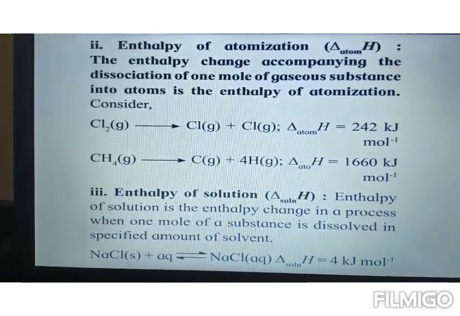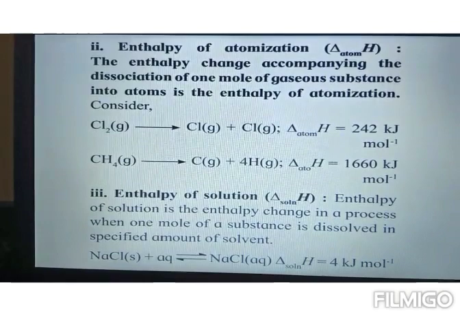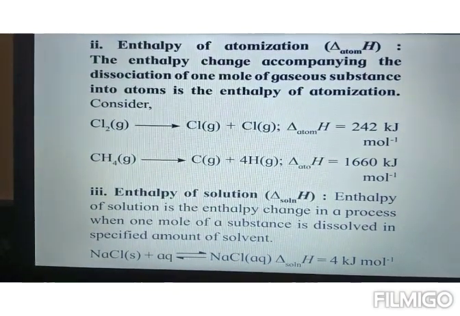So here we end with today's session. Students, keep in mind that all these enthalpy definitions are very important from the exam point of view, so just refer to them very carefully.